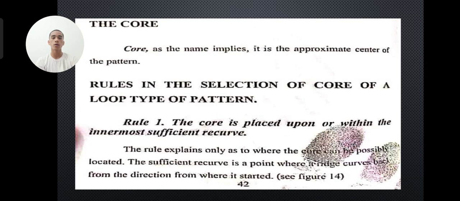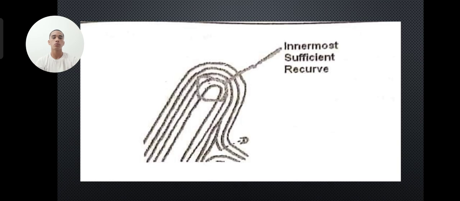So, rule number 1 of the core states that we can see it at the very center, the innermost. Therefore, the center is near the core of the loop type pattern. As you can see in the illustration, the core is at the very center, the innermost. So the core, or the innermost sufficient recurve, is at the center.